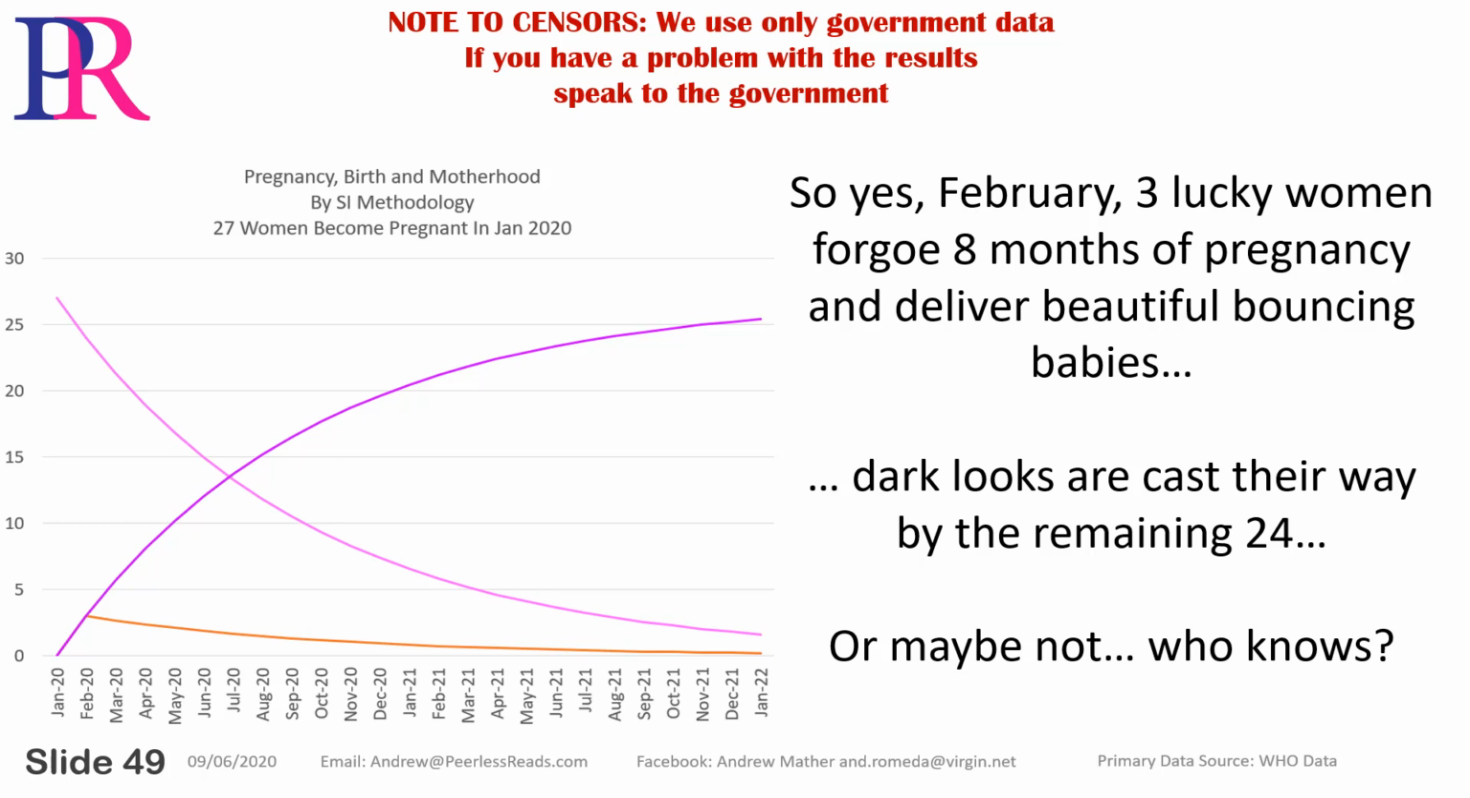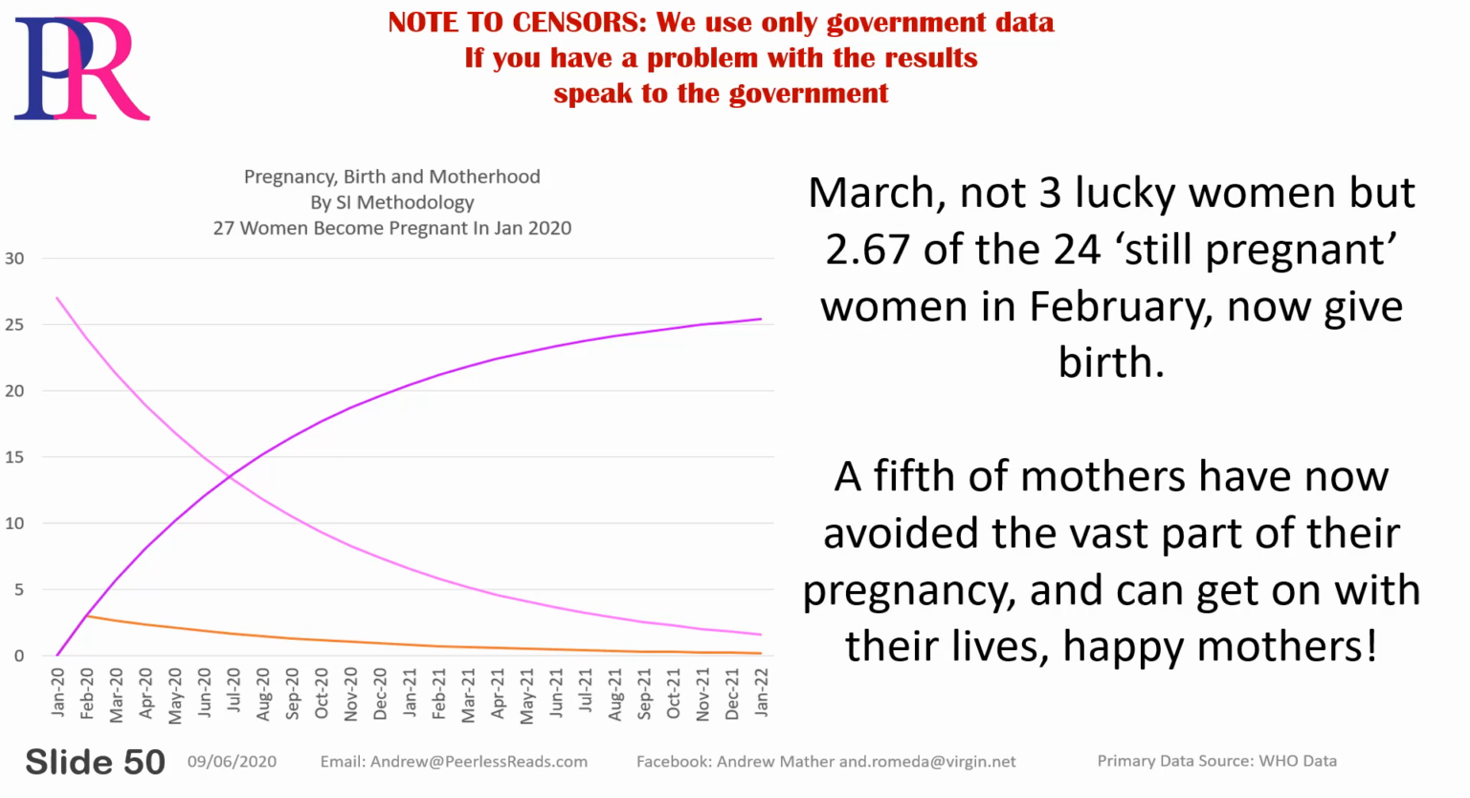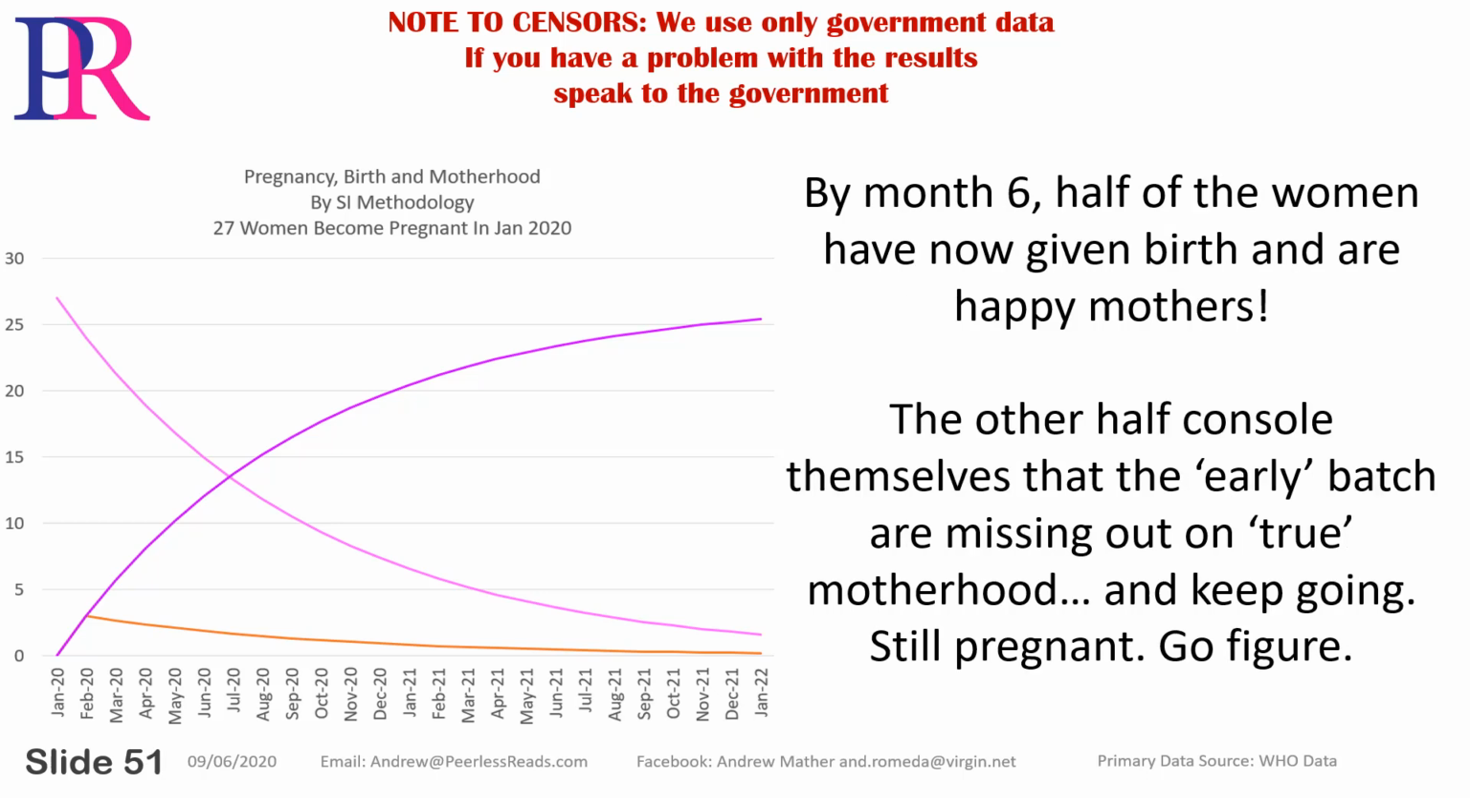Dark looks are cast their way by the remaining 24, or maybe not, who knows. March: not 3 lucky women, but 2.67 of the 24 still pregnant women in February now give birth. A fifth of mothers have now avoided the vast part of their pregnancy and get on with their lives. Happy mothers. By month 6, half of the women have now given birth and are happy mothers. The other half console themselves that the early batch are missing out on true motherhood and keep going.